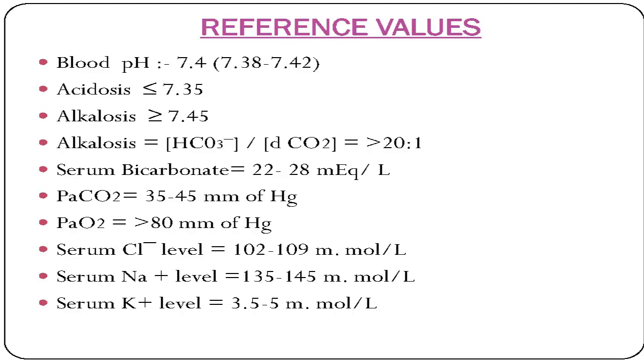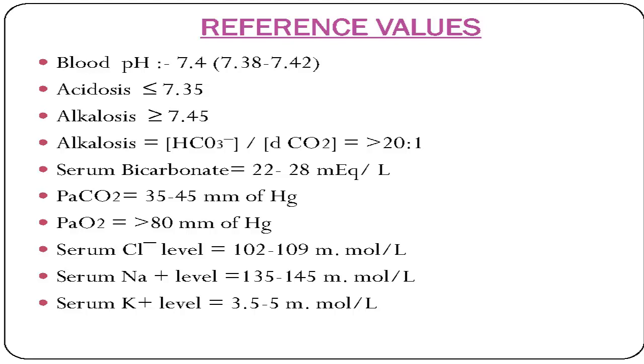And in case of alkalosis, the ratio of dissolved bicarbonate level to dissolved carbon dioxide level in the system will be more than 20:1. That is, the dissolved bicarbonate will be 20 times greater than the dissolved carbon dioxide content in the blood in case of alkalosis.